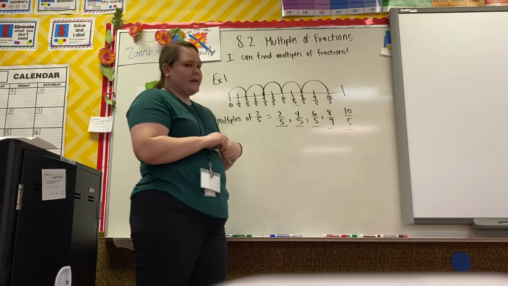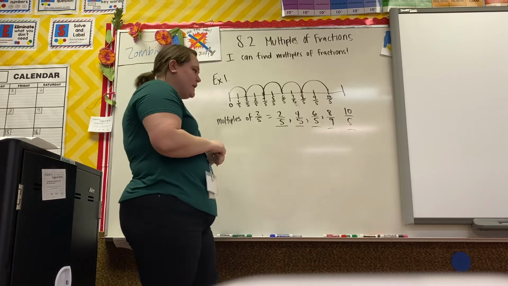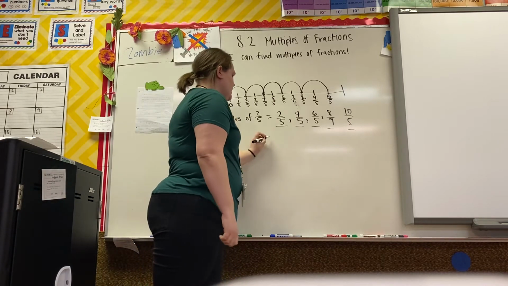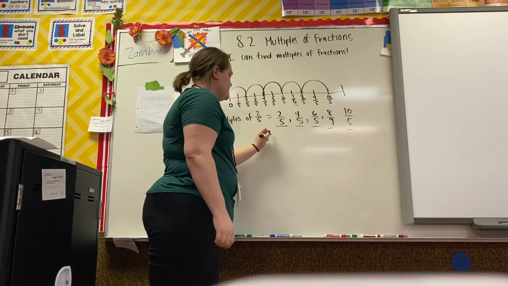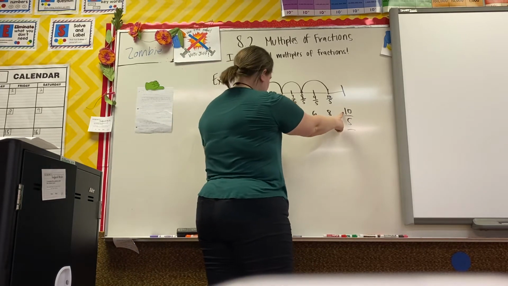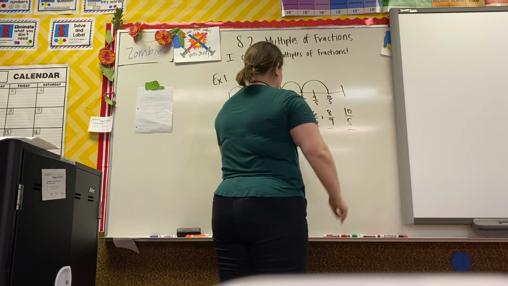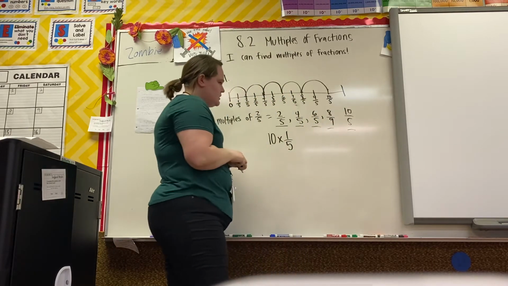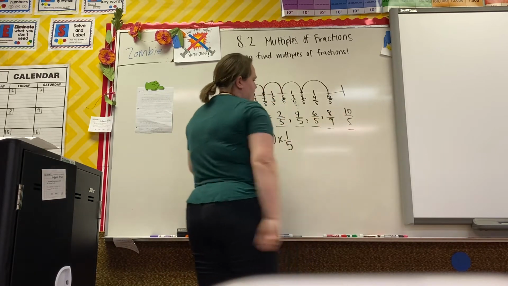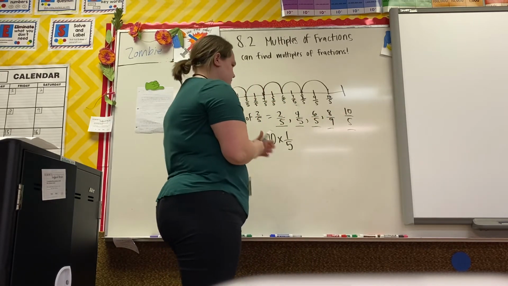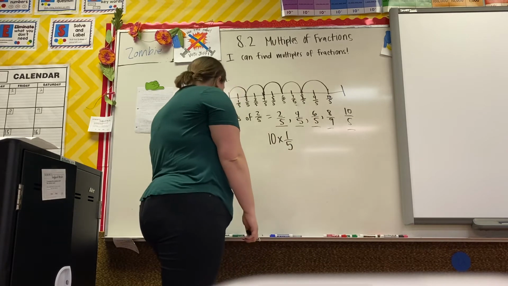If I were to write that as an equation with a unit fraction, then it would be the last one, 10 times 1/5. Okay? You always take the top number on the last multiple. Okay.